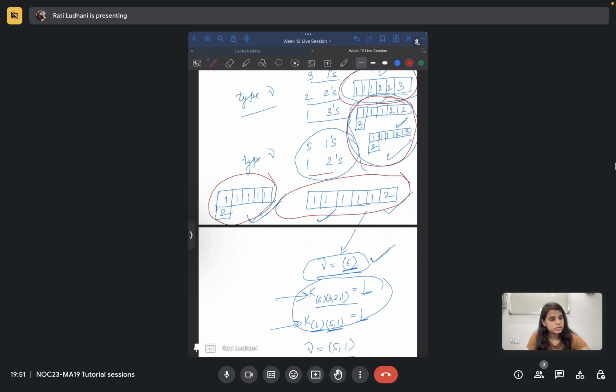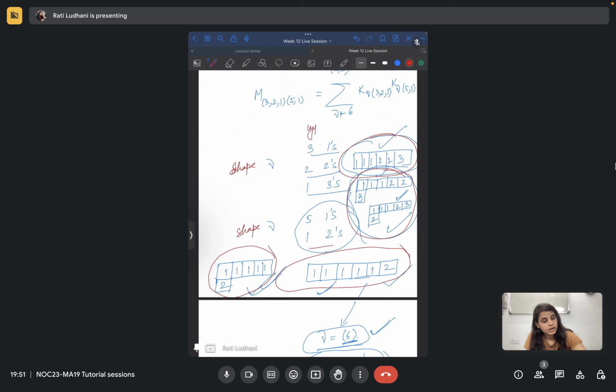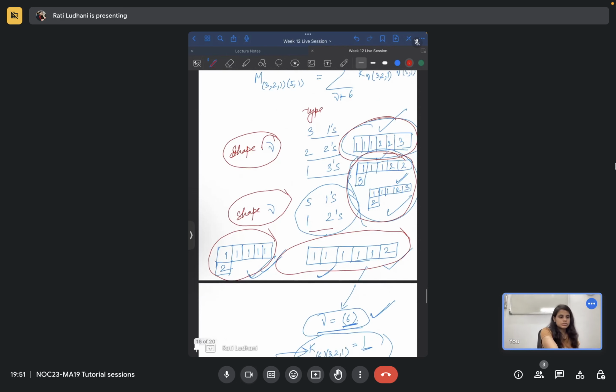5 comma 1. I wrote type. This must be shape, sorry. Yes, this is shape. So we are looking at types: type 3 2 1 is the types of this, 1 2 is the types of this, and this is type. I wrote it for nu. This nu is the shape, and type is telling you how many 1s, 2s, 3s you are considering.